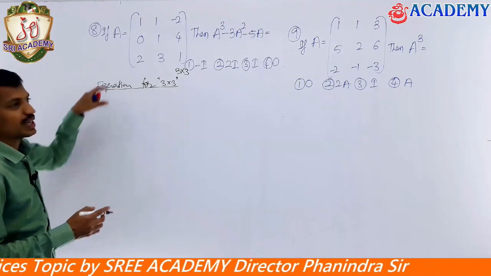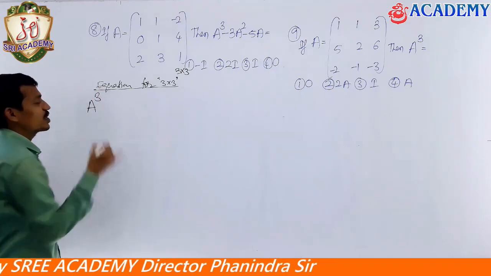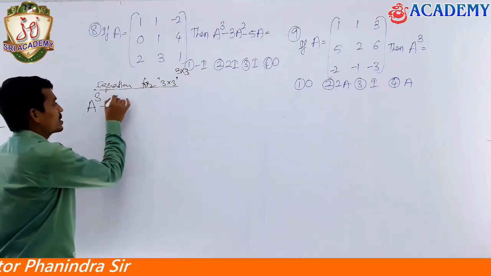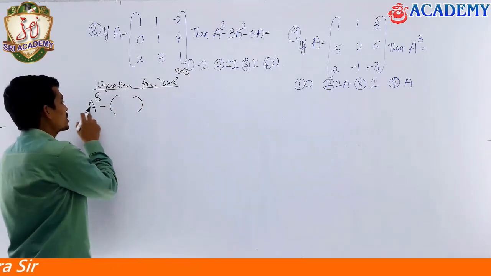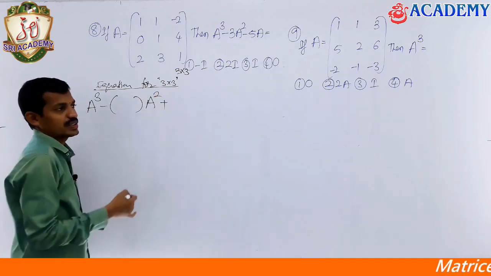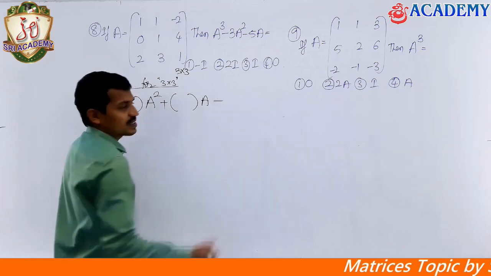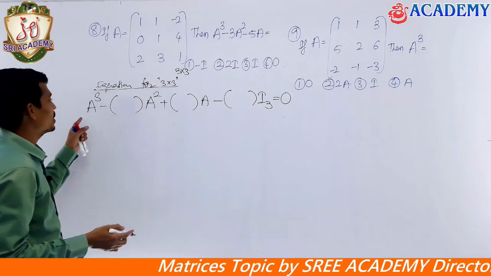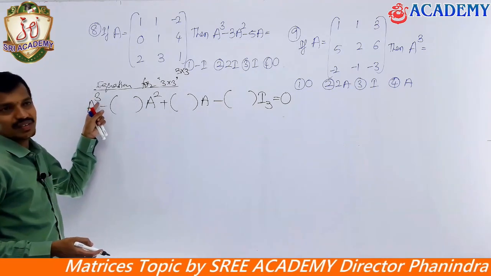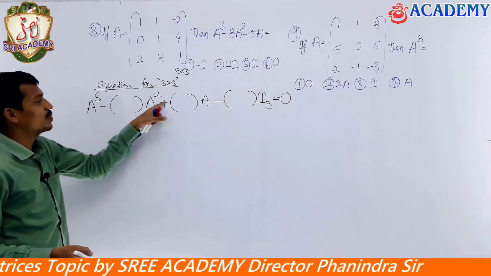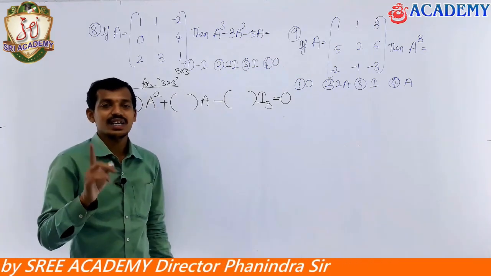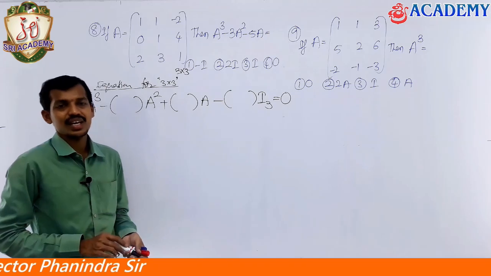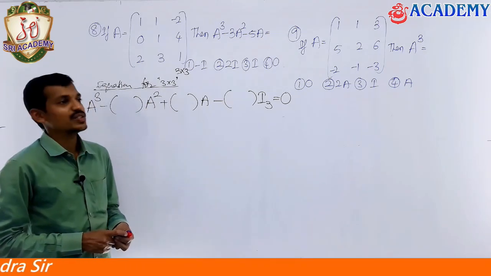Now this is a 3 by 3 matrix, that's why the equation starts with A cube. A cube first, then minus, plus, minus: something into A square plus something into A minus something into I of order 3 equals the null matrix. Once again, the degree starts with 3 because this is a 3 by 3 matrix. Then 3, 2, 1, A power 0, as we already said, is the identity matrix I. We have to substitute some values, and the answer is going to be equal to the null matrix.